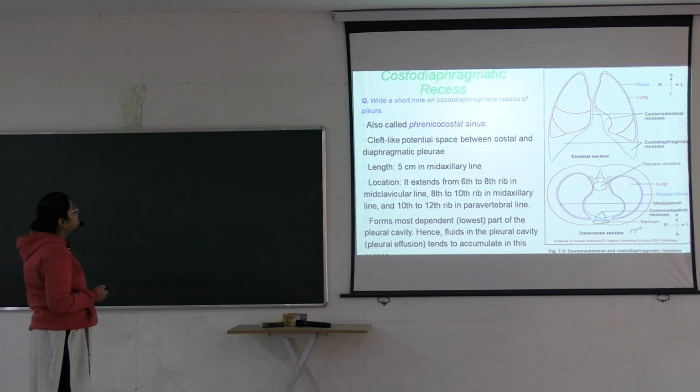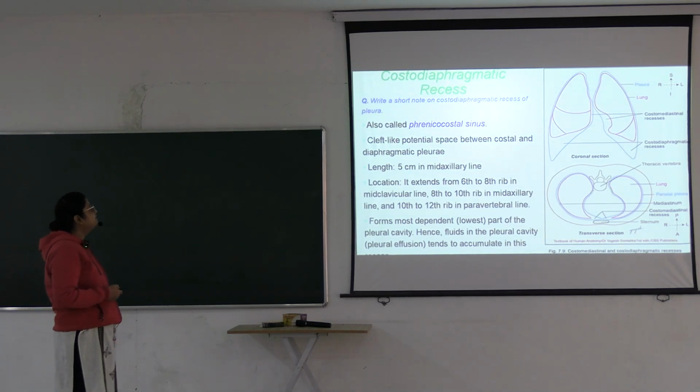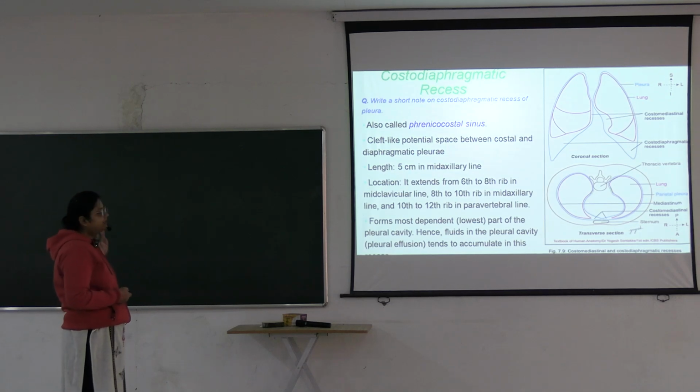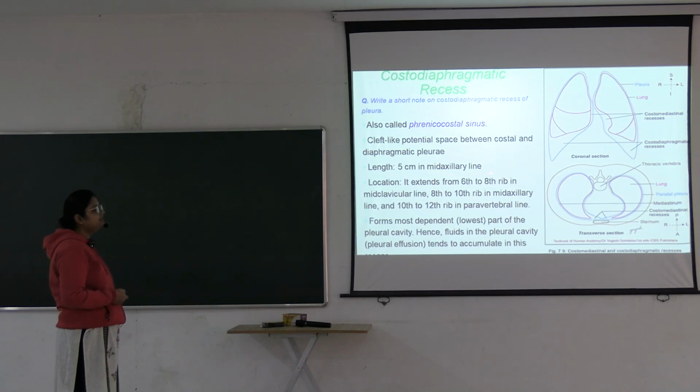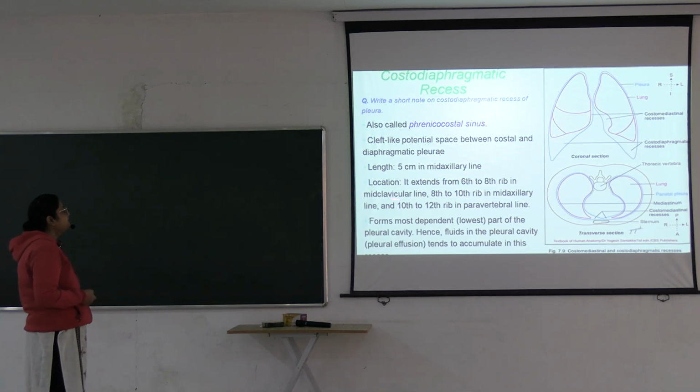Next we go to the detailed discussion of the costodiaphragmatic recess, also called the phrenico-costal sinus. Phrenico means diaphragm, costal means the thoracic wall. So it lies between the diaphragm and thoracic wall, that's why it is the phrenico-costal sinus. It is a cleft-like potential space between the costal and diaphragmatic pleura. Length is 5 cm in the mid-axillary line. What is the location? It extends from the 6th to 8th rib in the mid-clavicular line.